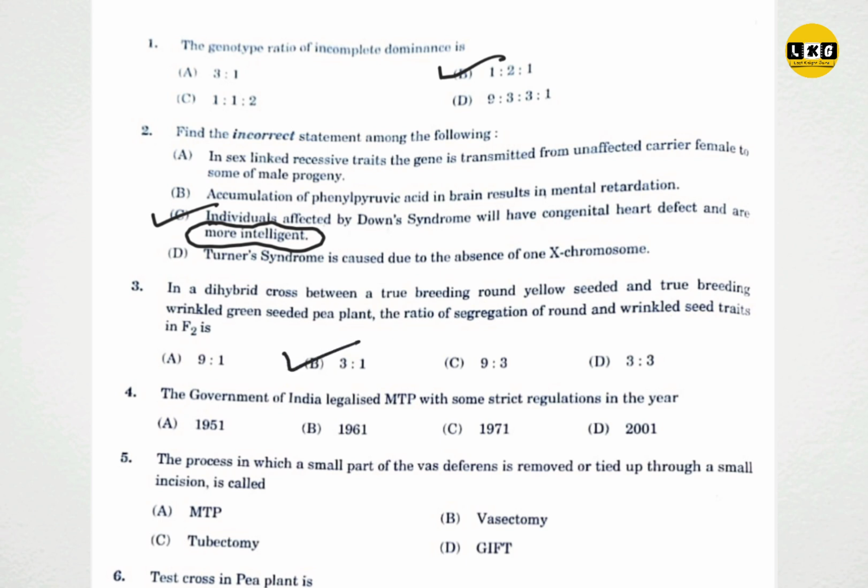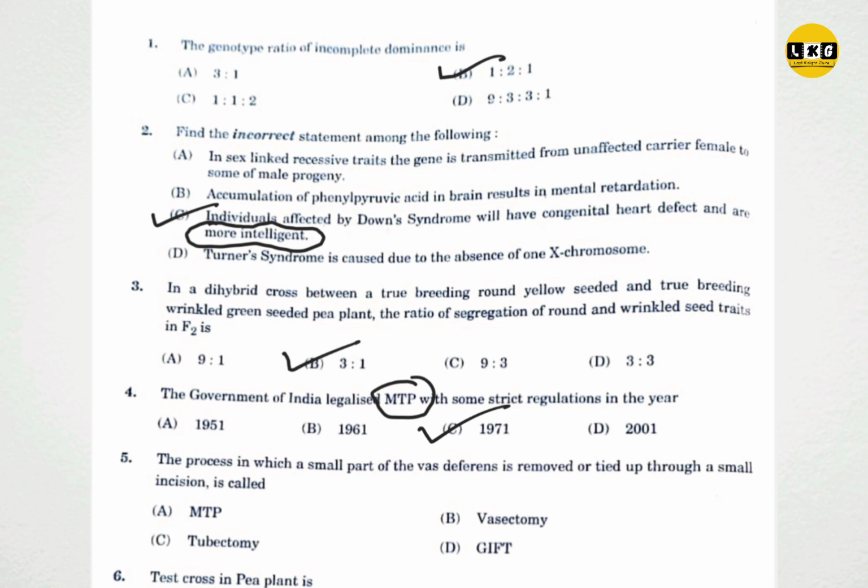The Government of India legalized MTP with a strict regulation in the year. So, MTP is nothing but medical termination of pregnancy. In India, MTP was legalized in the year 1971. So, option C is correct.